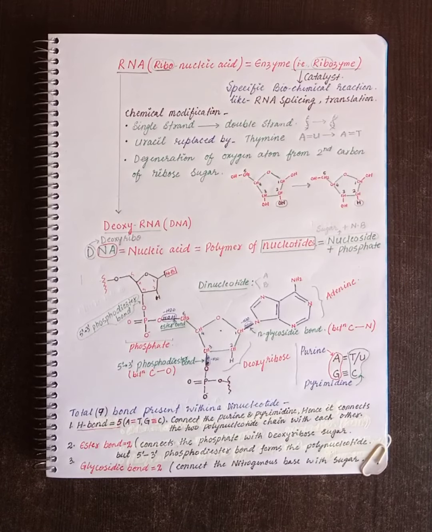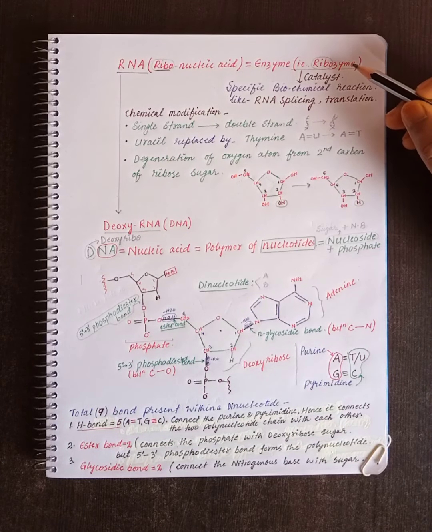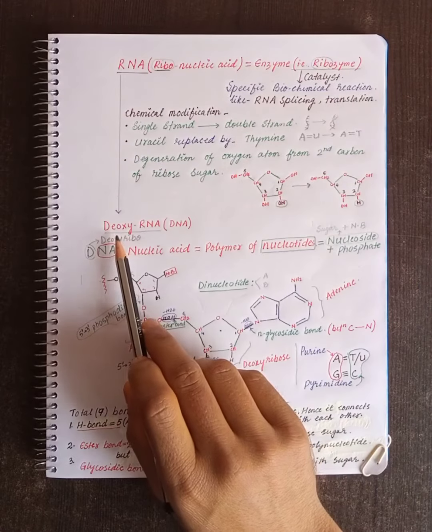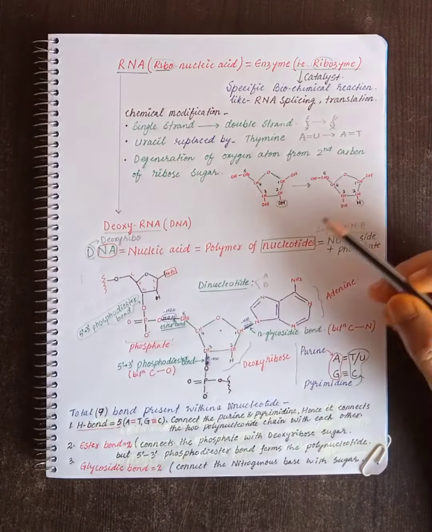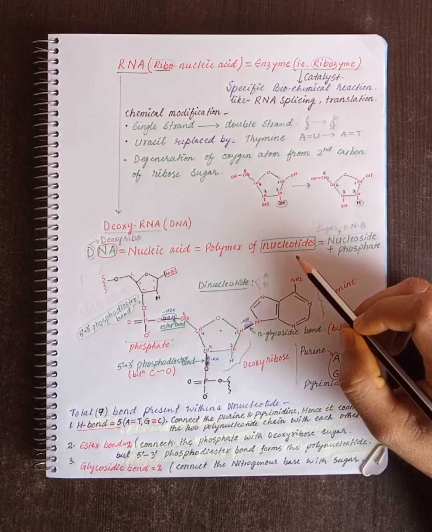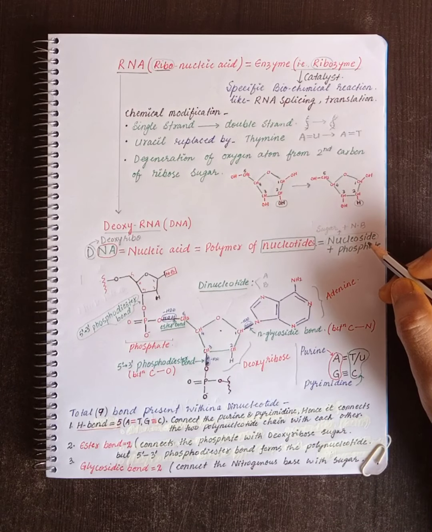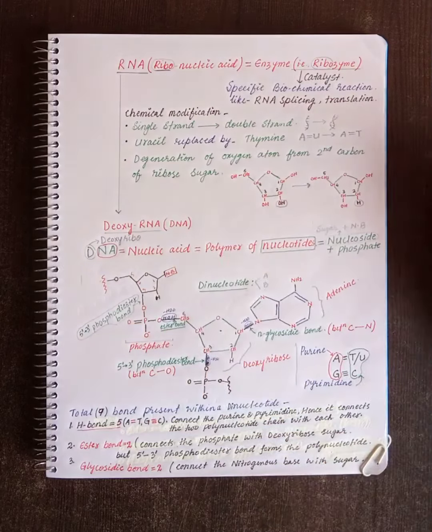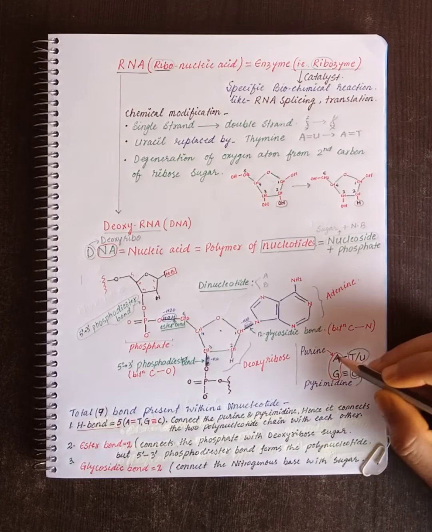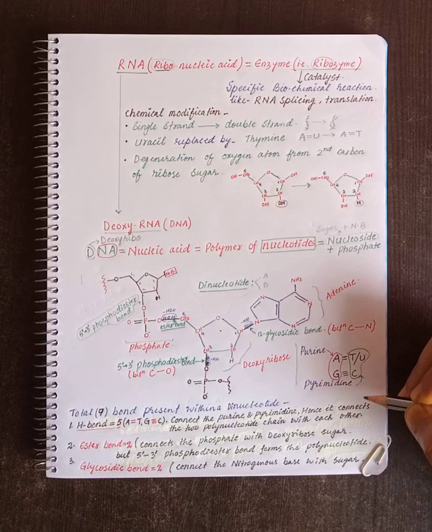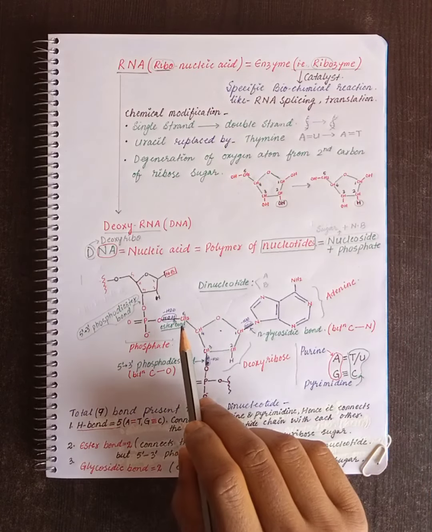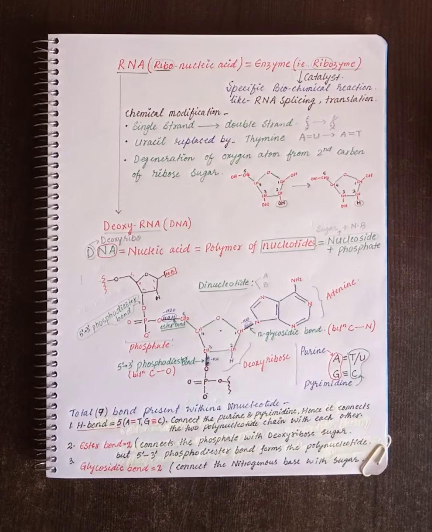Hello friends, today we will discuss the enzymatic nature of RNA, that is ribozyme. Then we will discuss deoxy-RNA. Then we will discuss nucleotide, polynucleotide, nucleoside, dinucleotide, and then purine and pyrimidine. Lastly, we will discuss the different types of bonds that are formed within a dinucleotide. So let's start.